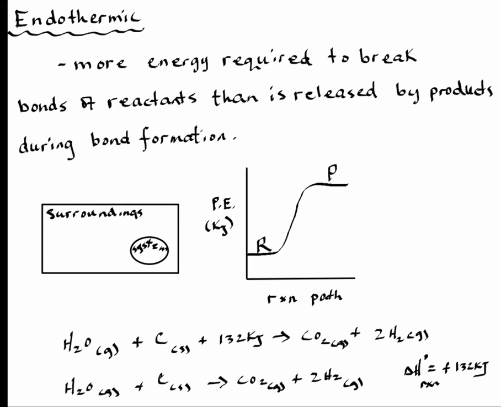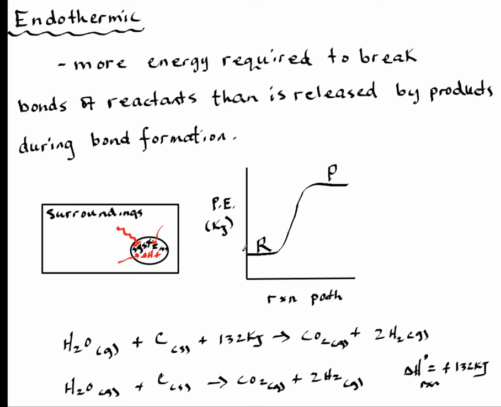In an endothermic reaction, what's actually occurring is enthalpy, or heat energy, is being put into the system. So the amount of energy within this system is increasing. So we say delta H is positive. If we look at this in terms of a potential energy diagram over here, you can see that the potential energy of the reactants is much lower than the potential energy of the products.